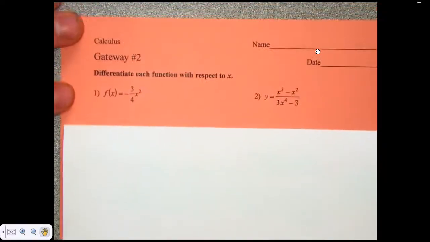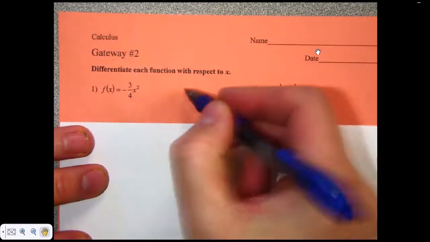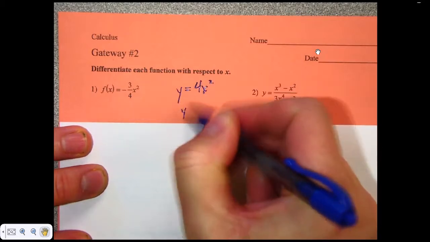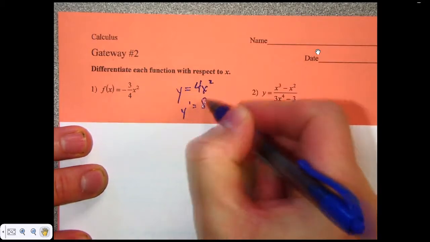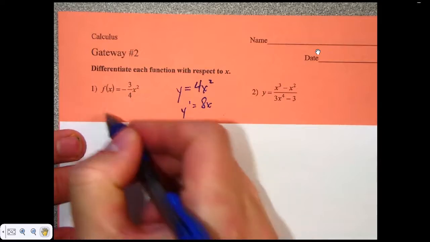I think some people thought it was chain rule, and some people got messed up because it was a fraction. But this is just like if I had y equals 4x squared. You bring down the 2, multiply it by 4. That's 8. Reduce the power by 1. So you're doing the same thing.